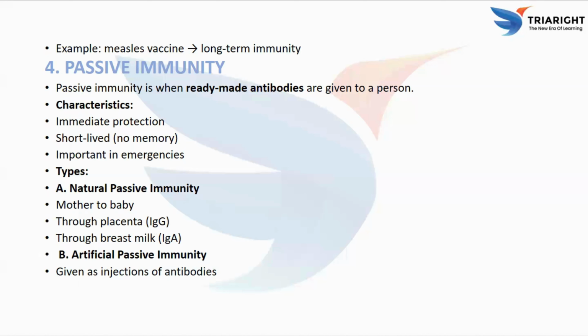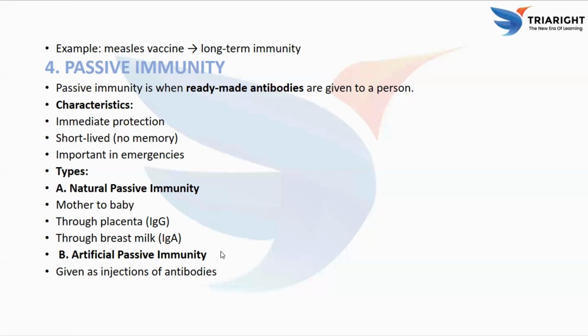And also through breast milk with IgA antibody. Breast milk, especially colostrum, is rich in IgA antibody. It protects the baby's gut, throat and lungs. IgA guards against diarrhea, respiratory infections and gastrointestinal infections. This is why breastfeeding is considered extremely important for a newborn's immunity. So this is about natural passive immunity.